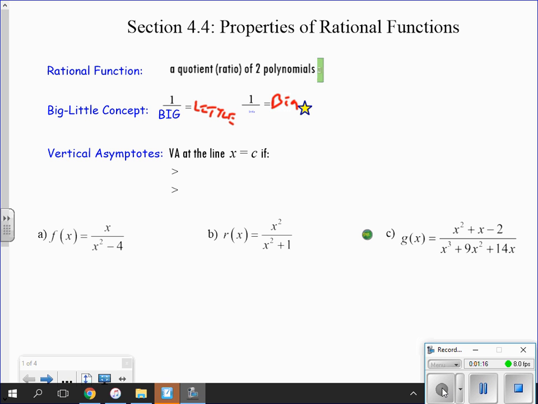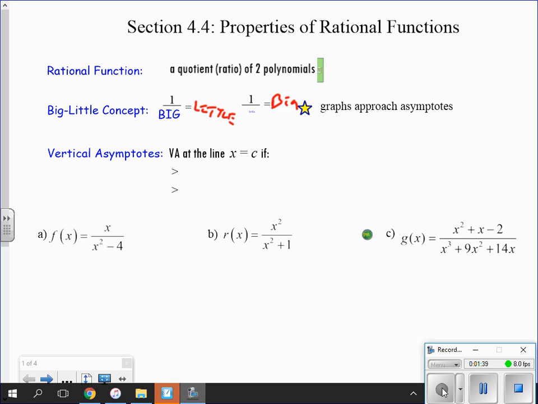So, for example, if I have 1 over a million, that's very small, but if I have 1 over 1 millionth, that's a very large number. So if my denominators get smaller than 1, my entire number tends to get larger. And that's what the rules apply with this.